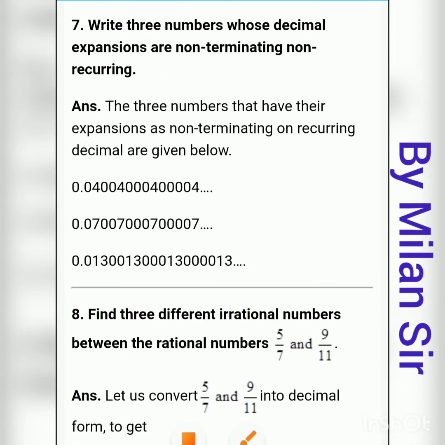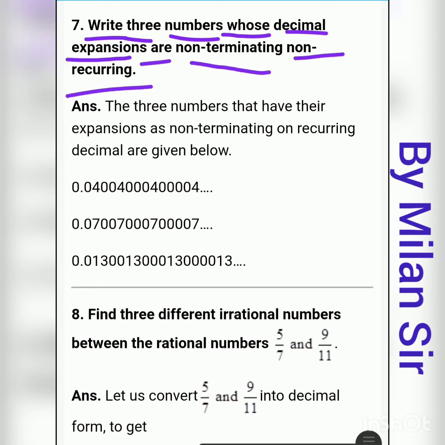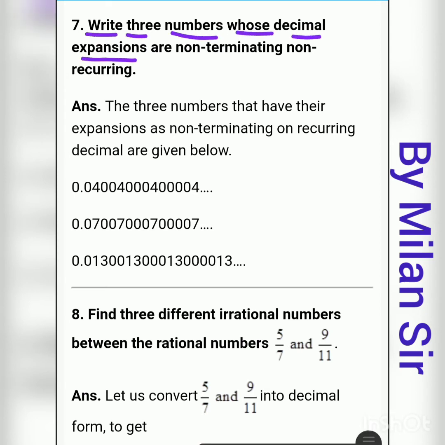Then next is question number 7. Write 3 numbers whose decimal expansions are non-terminating, non-recurring. Non-terminating, non-recurring means it never terminates and never repeats the digits. So you can write any number here. We have lots of irrational numbers. Non-terminating, non-recurring means irrational number.